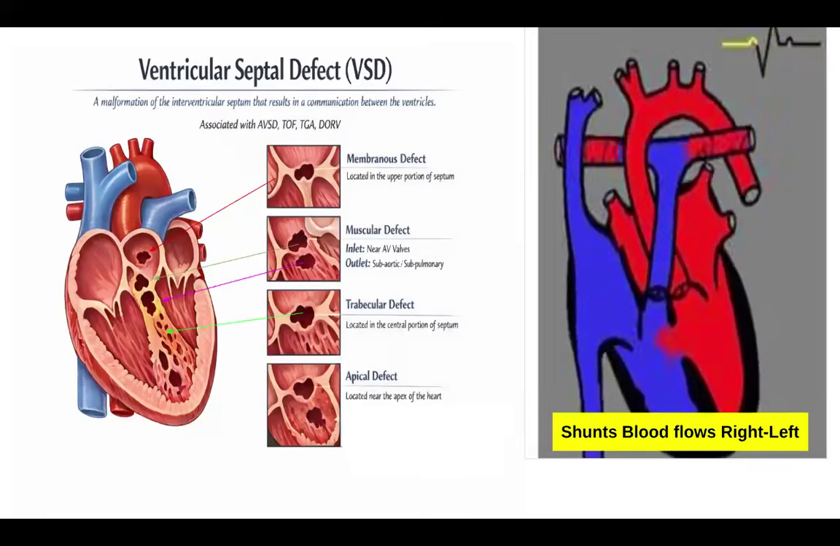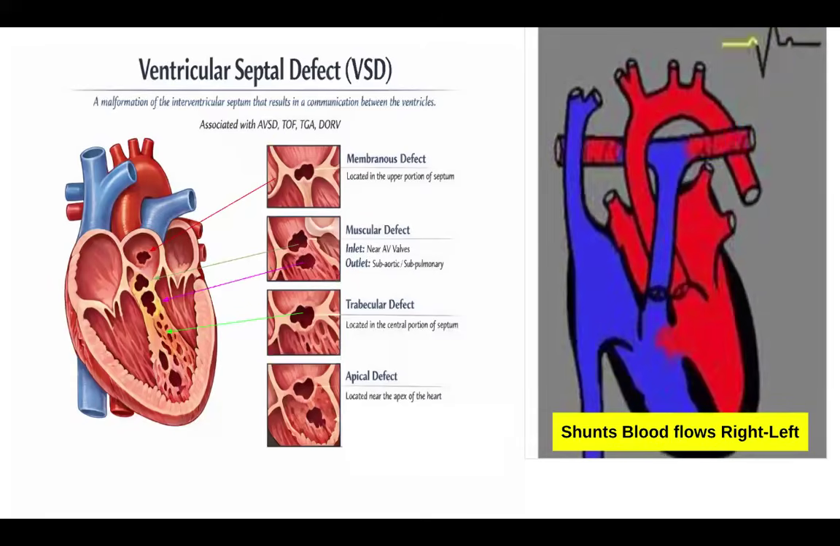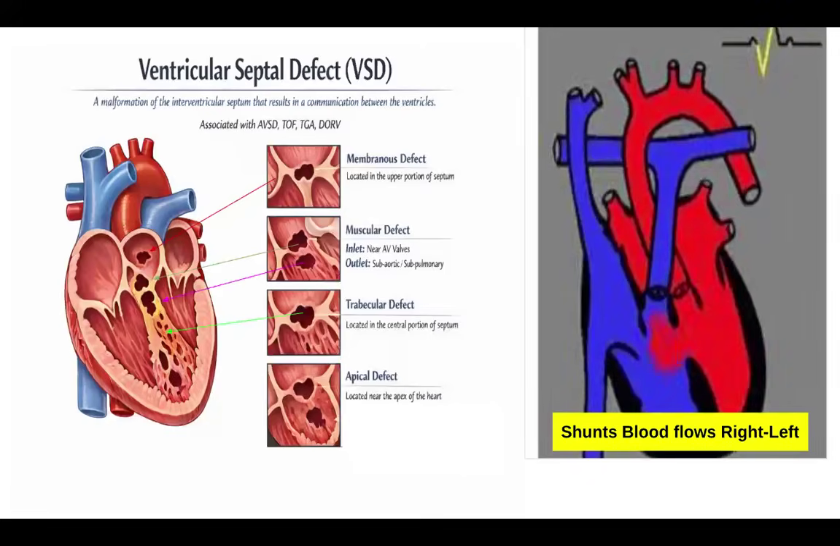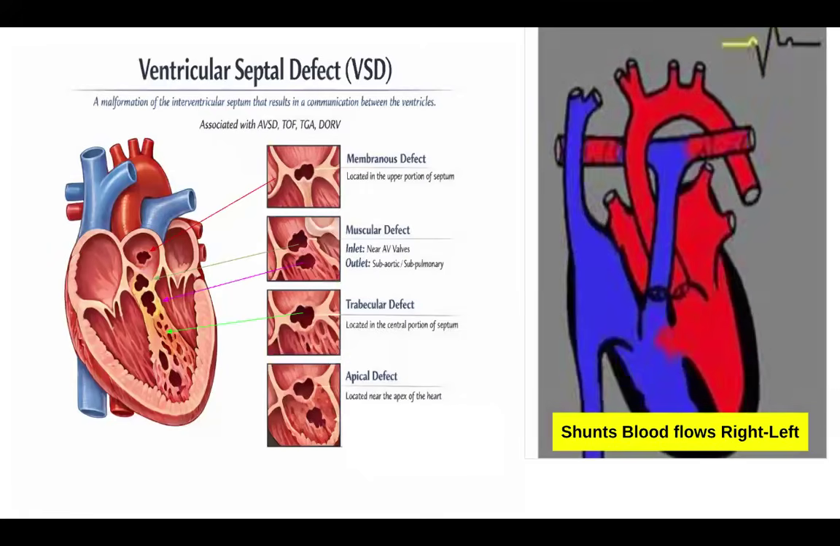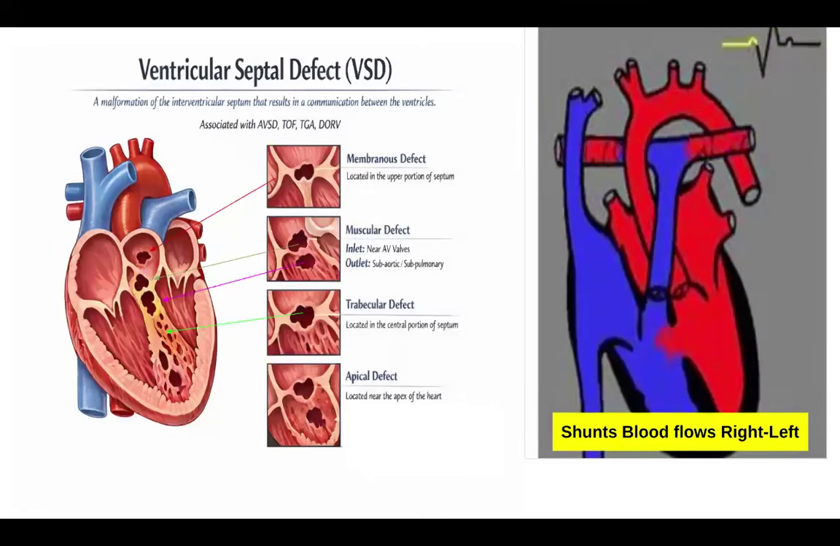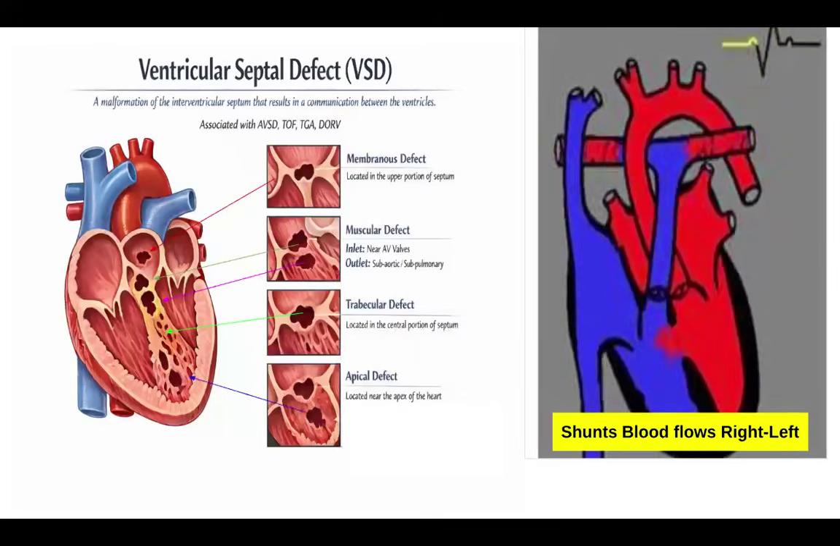Okay. And the shunting that occurs is bidirectional, so it can be from right to left because of the circulation in the cardiac cycle in the fetus. And so you would notice blood flowing in your different cardiac cycles from red to blue across that septum. Okay.